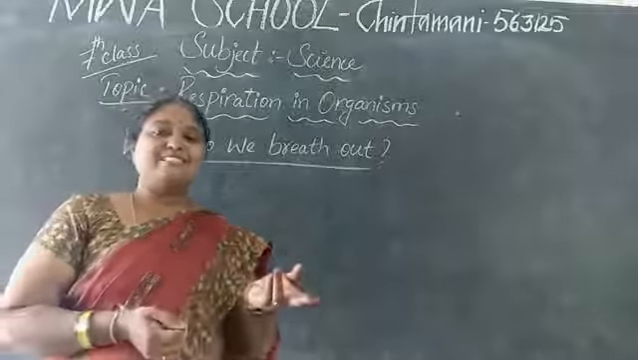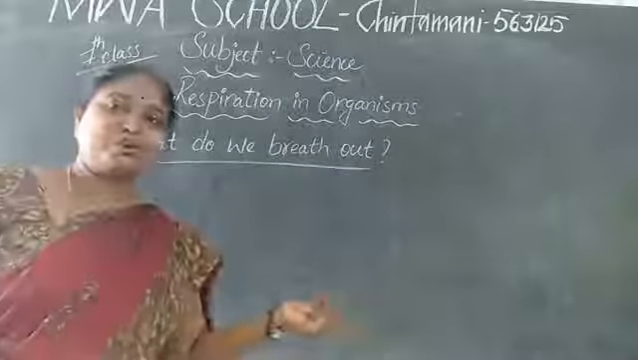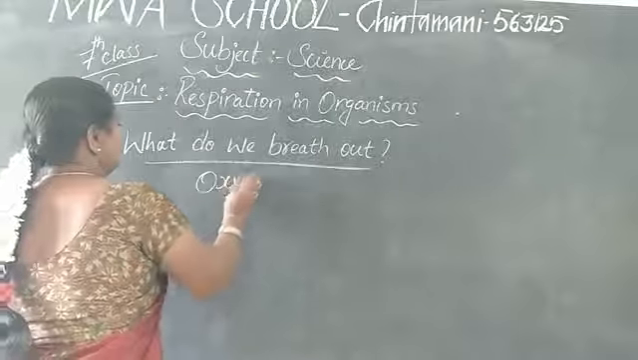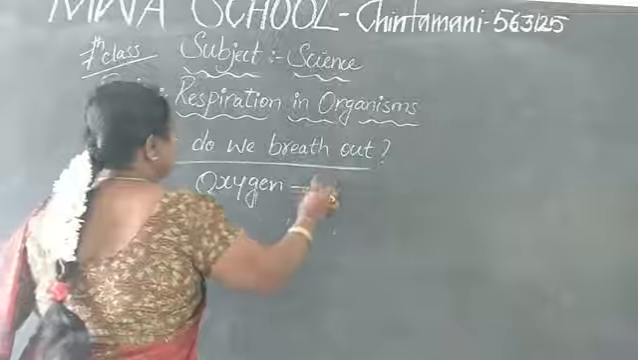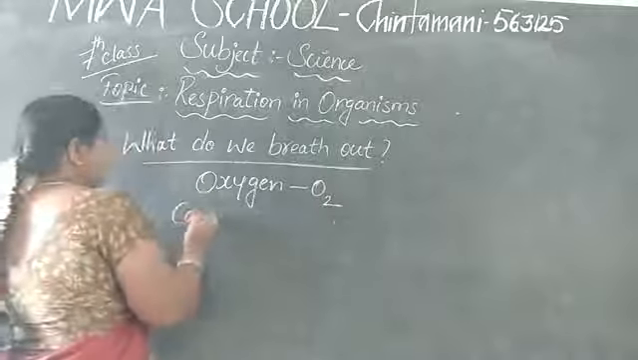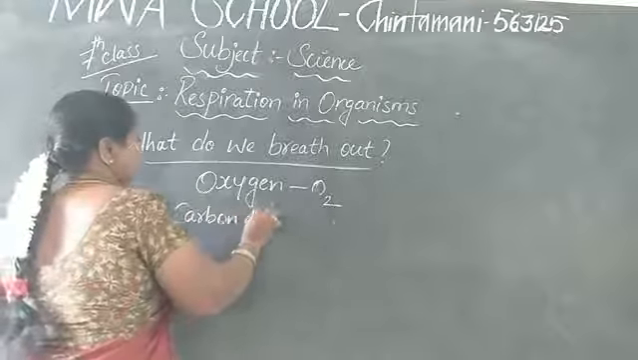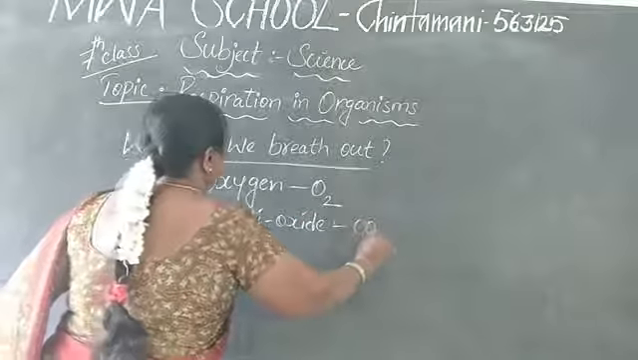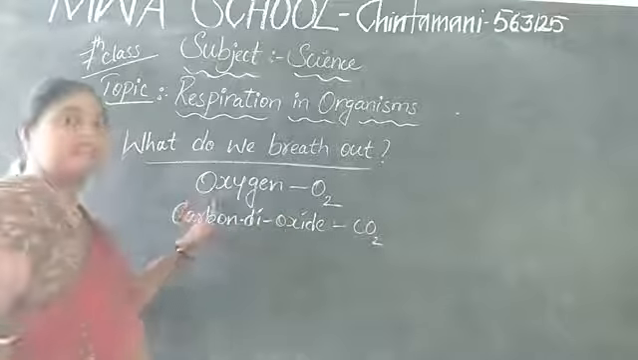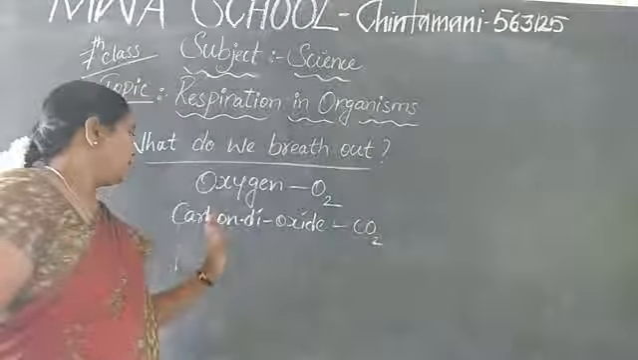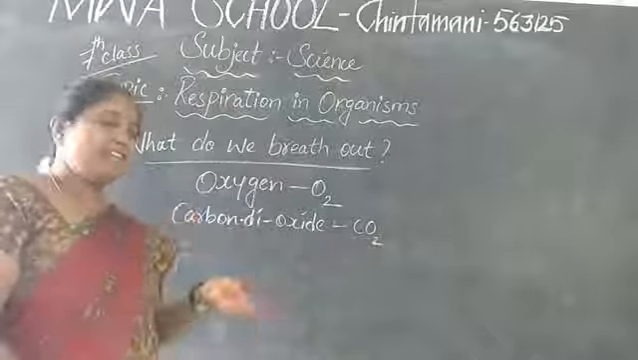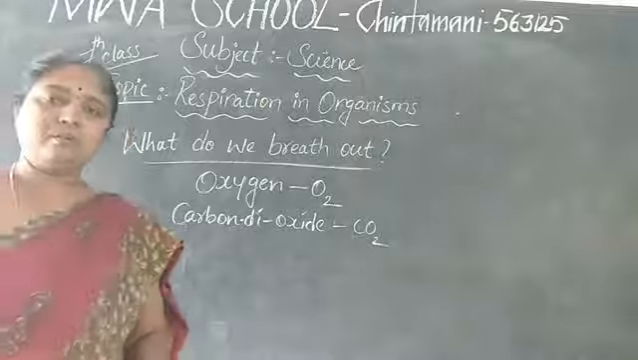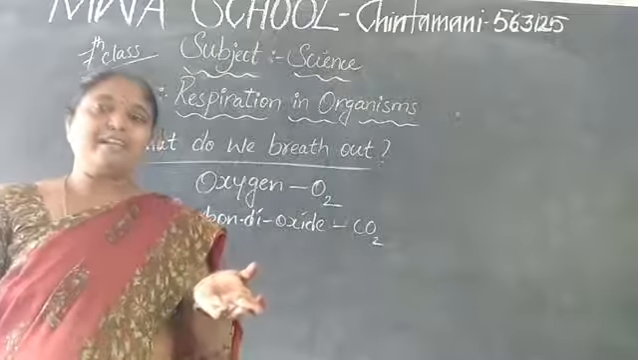What are the 2 gases? Here we are going to talk about the oxygen and carbon dioxide. Oxygen is O2, carbon dioxide is CO2. So oxygen is inhaled, carbon dioxide is exhaled. So what is the question that arises here? What do we breathe out? We are going to breathe out the carbon dioxide.